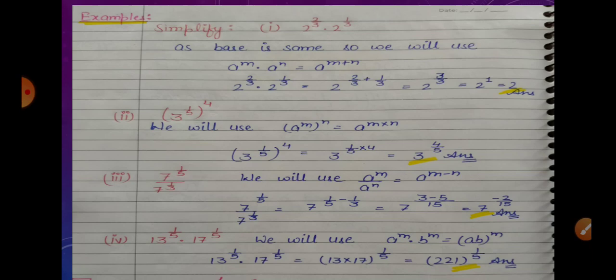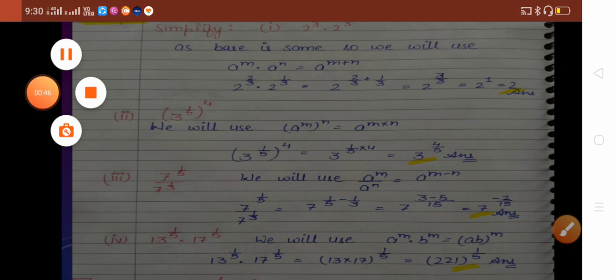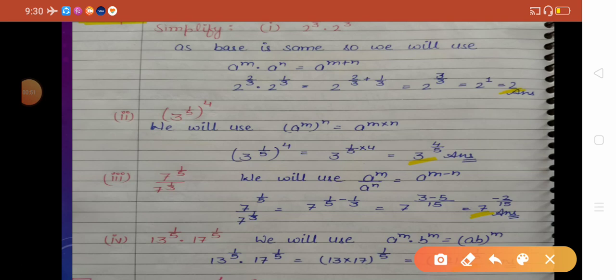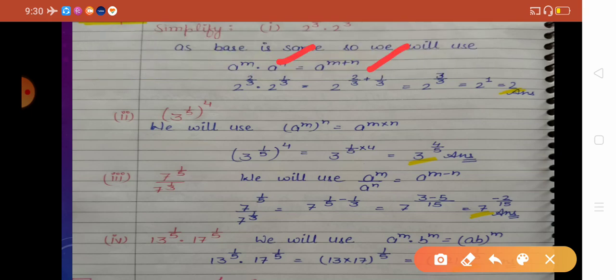First, take some examples. These examples are given in your textbook also. The first example is simplify 2 raised to power 2 by 3 multiplied by 2 raised to power 1 by 3. As we have studied the first law of exponents, a raised to power m multiplied by a raised to power n is equal to a raised to power m plus n. Whenever the base is the same and the powers are different, we will add the powers.